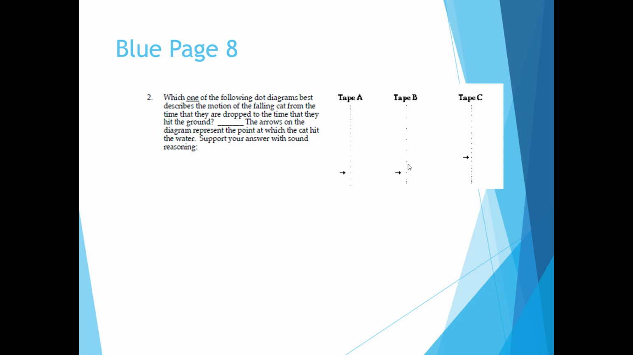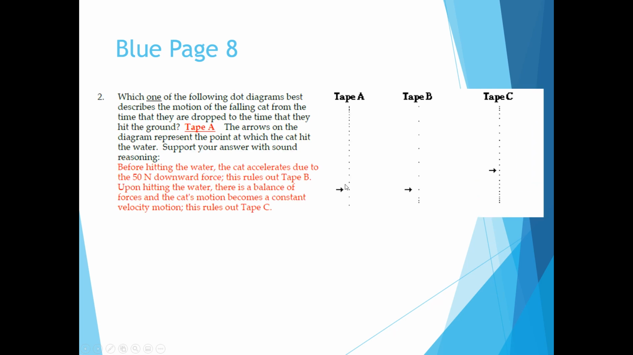After he hits the water, he's going to be at a constant velocity because he's got balanced forces. And so that's going to rule out tape C because that's not what's going on here. This is not constant velocity. So the only option is going to be tape A. So tape A corresponds with what's happening to the cat. So when he speeds up here, and then he's got constant velocity here.